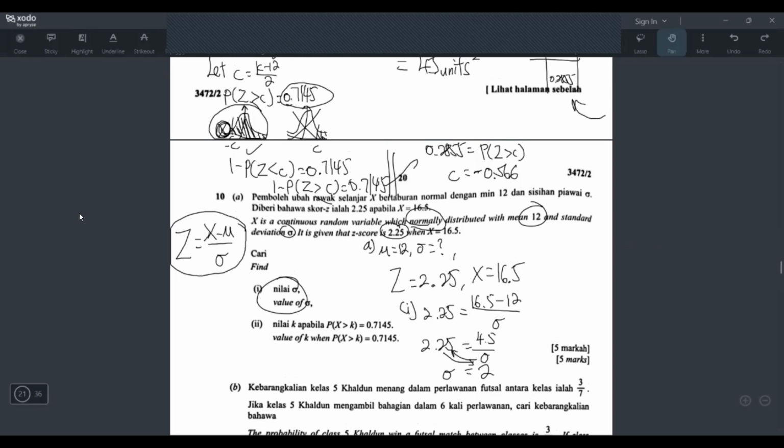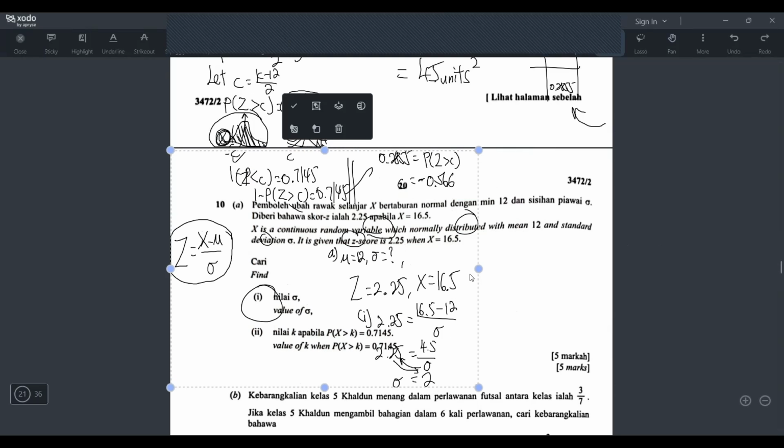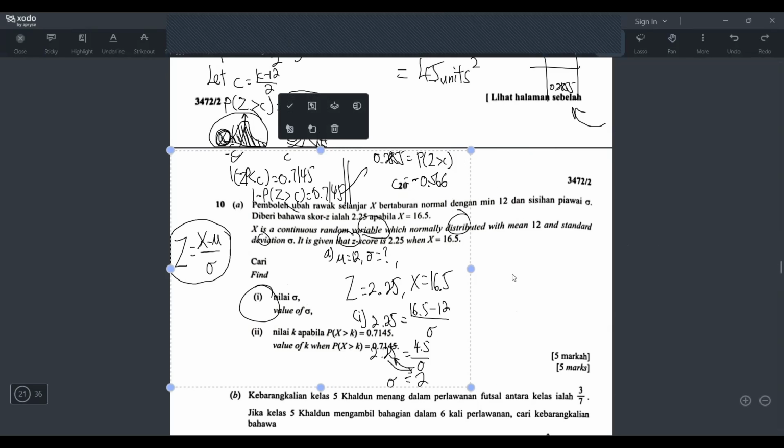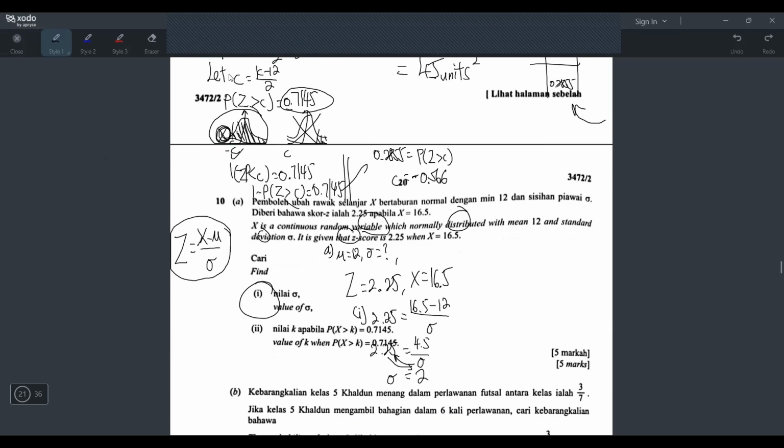Right. So negative 0.566. Okay. Okay, sampai sini buat apa? Sampai sini we have to find the K, right? So in order to find K, do you remember just now you let C equals to K minus 12 over 2. So it means now you already find C, you have to tukar balik lah. So it means K minus 12 over 2 equals negative 0.566.